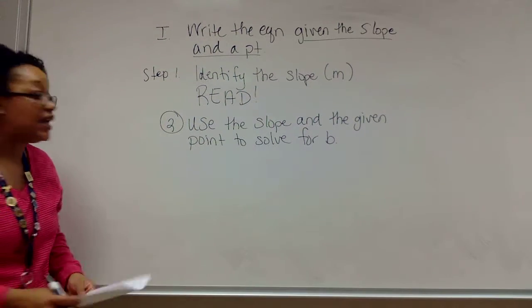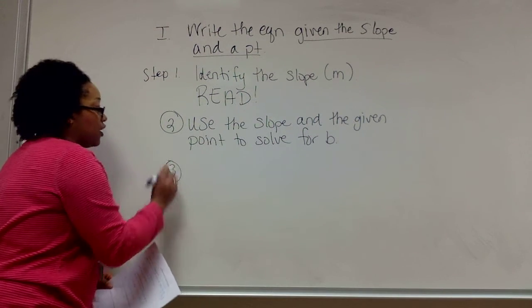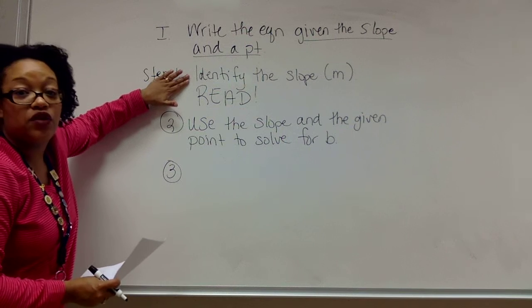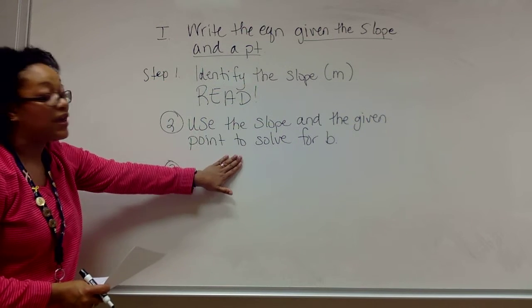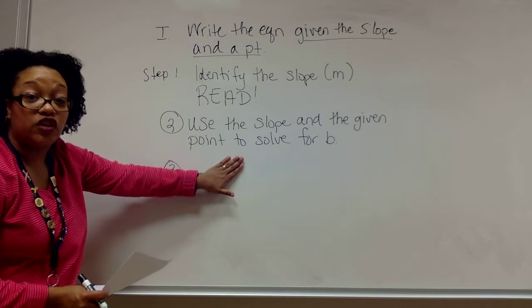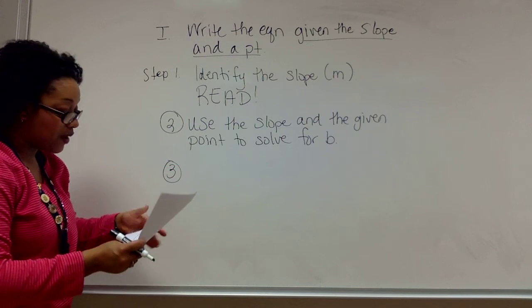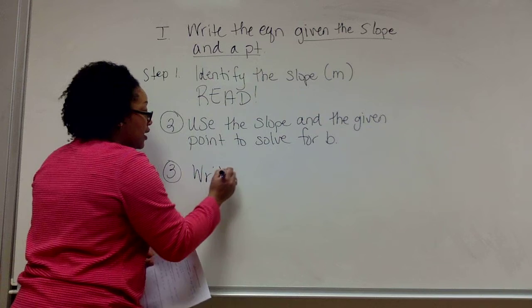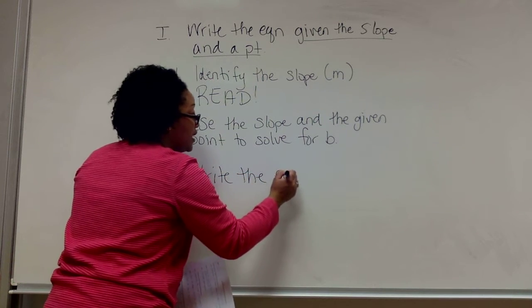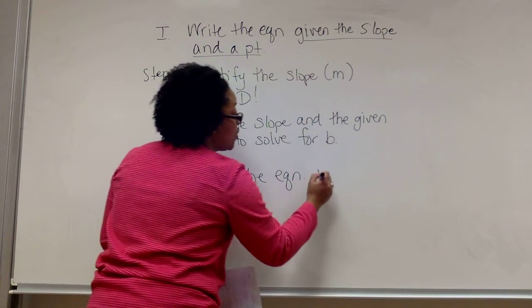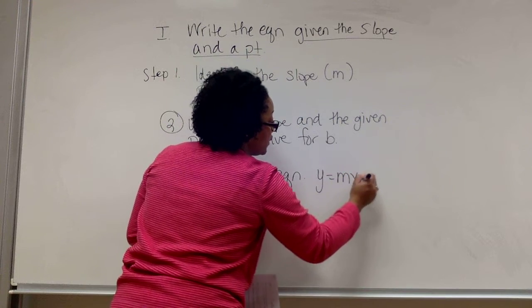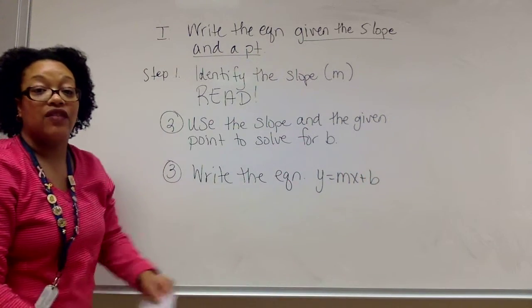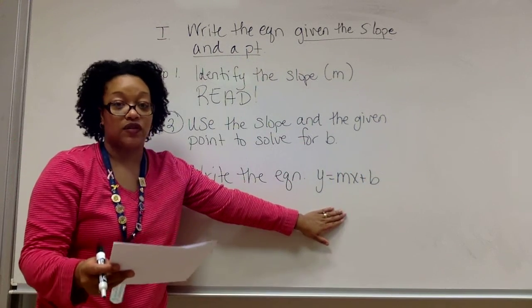Step number 3 is just putting it all together, because step number 1 gives you your m, step number 2 gives you your b, then step number 3 will be simply write the equation. And I'm going to write it again to remind you, your equation is y equals mx plus b. Okay, so this is our end result.